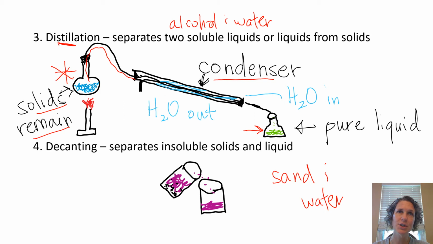The plus to decanting is that it's very fast. You don't have to set up a whole bunch of equipment. It's fast. The bad part is it's inaccurate.